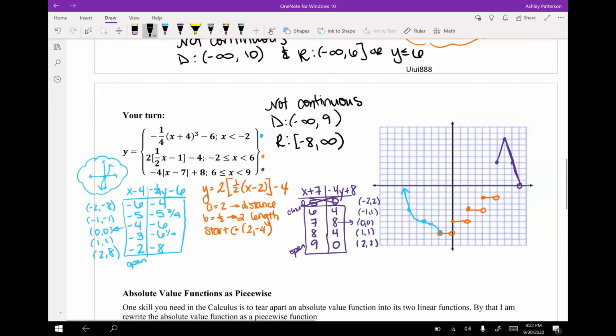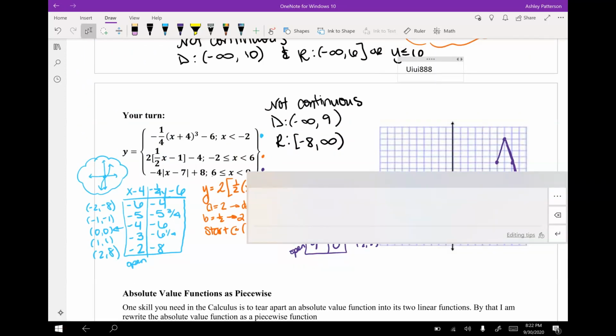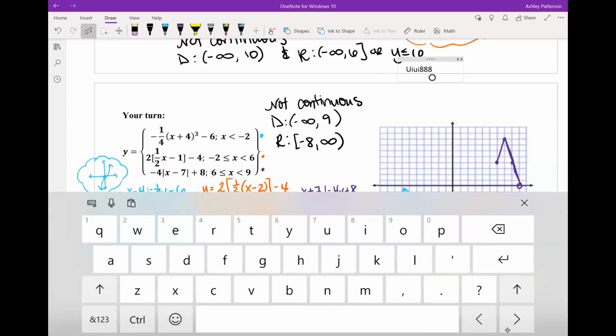Alrighty. I don't know what that is up there. Can I erase it? All right. Bear with me as I pull. I know. You're like, why are you doing this now, Patterson? Because it's driving me crazy.